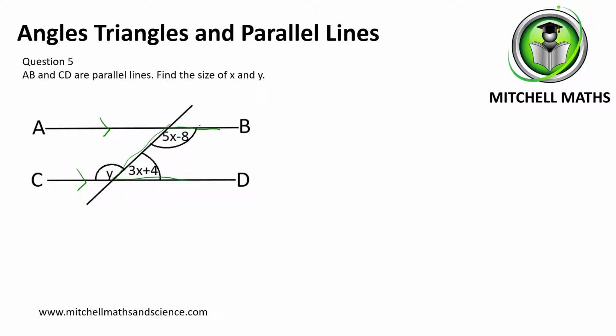And when two parallel lines are connected by a straight line, the angles here are going to be equal to 180 degrees, which will help us. We know that 5x minus 8 plus 3x plus 4 is going to equal 180. So if we add that up, that's going to be 8x minus 4 equals 180. Let's add 4 to both sides. That gets us 8x equals 184.